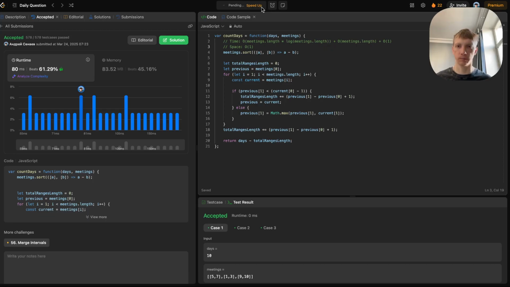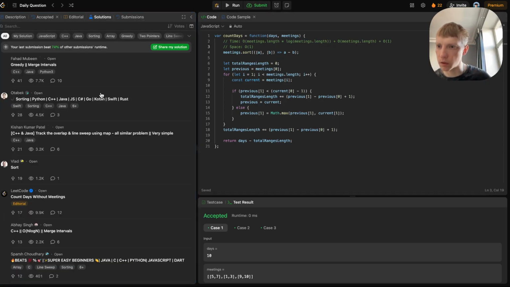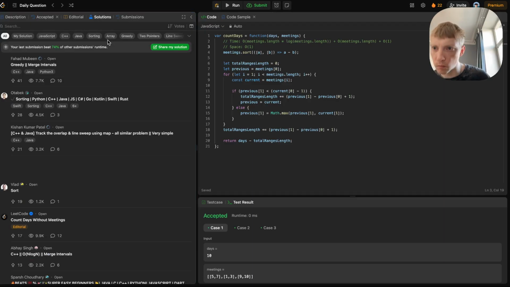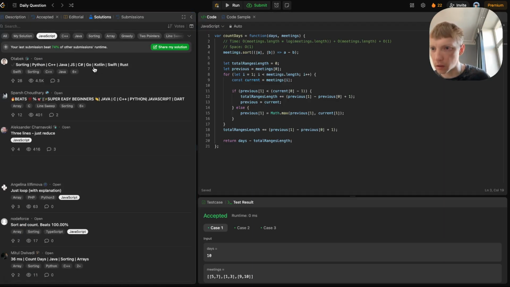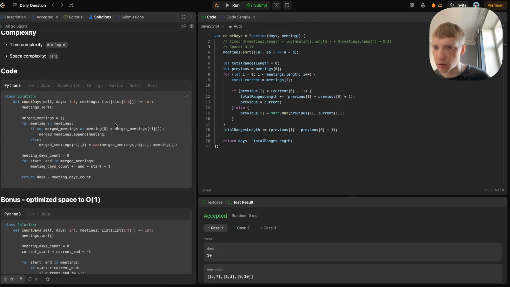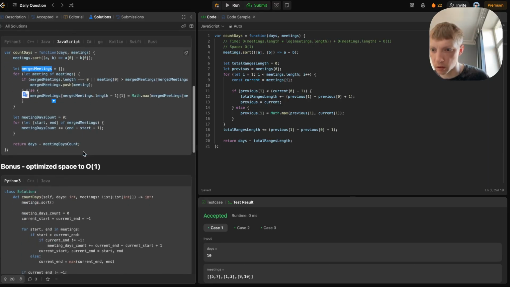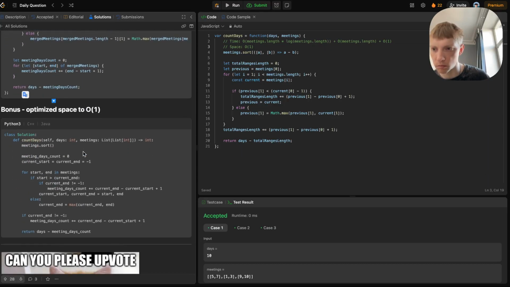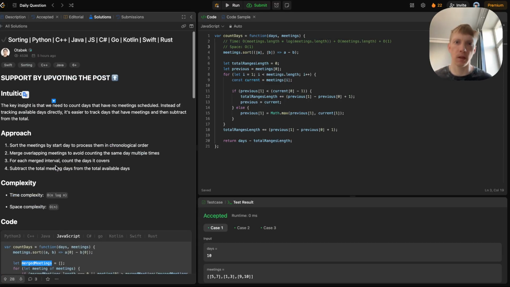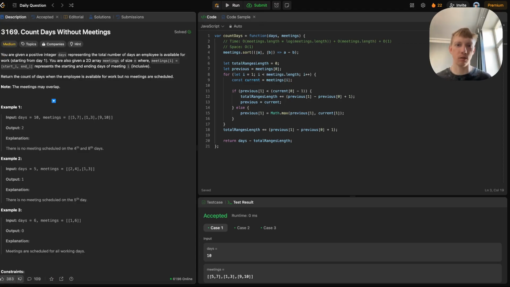Great. Let's look at other solutions. JavaScript. Yep. Sorting. Merged meetings. Optimize space 201. Yes. Yes. Well, that's it, guys. Thank you very much.